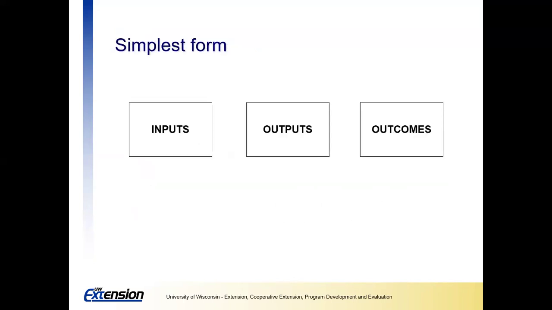There are three simple components, basic elements to a logic model: inputs, outputs, and outcomes. Input essentially is what's coming in, what you need in order to bring about the outcome. Outputs is essentially what you plan to do with the inputs, and outcomes is basically the result of what you're trying to bring about.